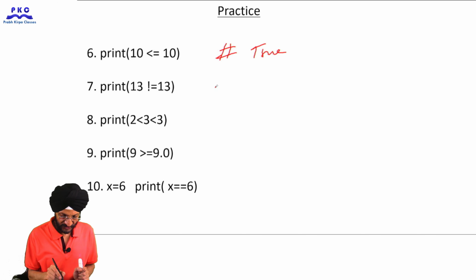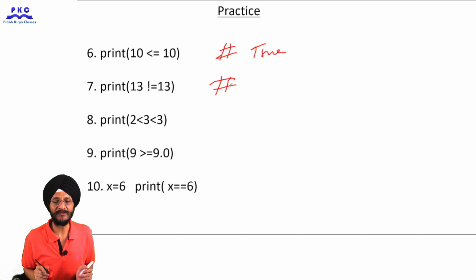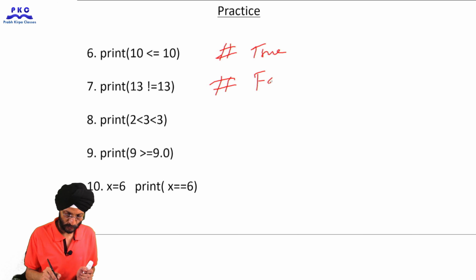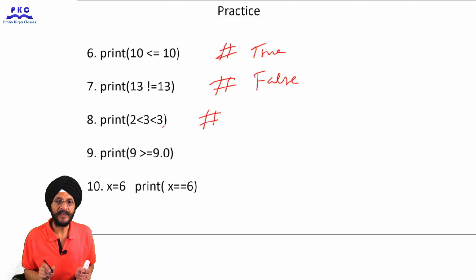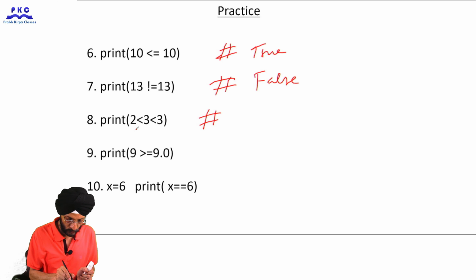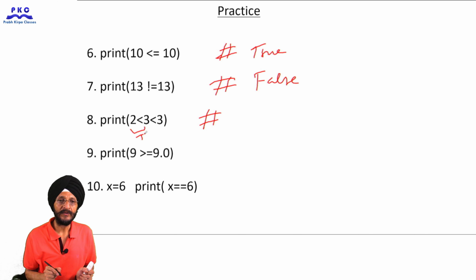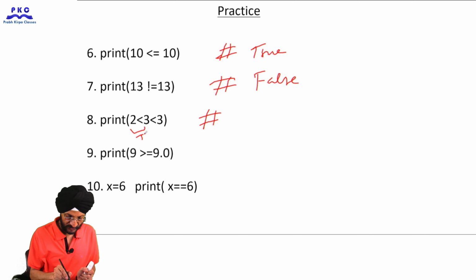Next, 13 is not equal to 13. 13 is always equal to 13. So the output is false. Print 2 is less than 3 is less than 3. It is a chained comparison. First, 2 is less than 3, true. 3 is less than 3, false.